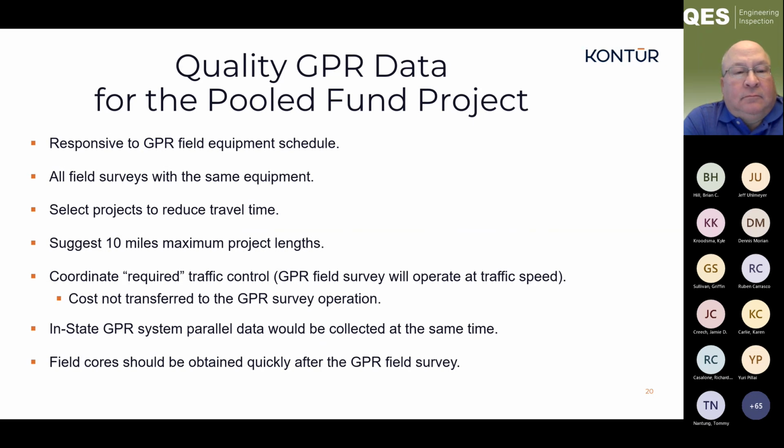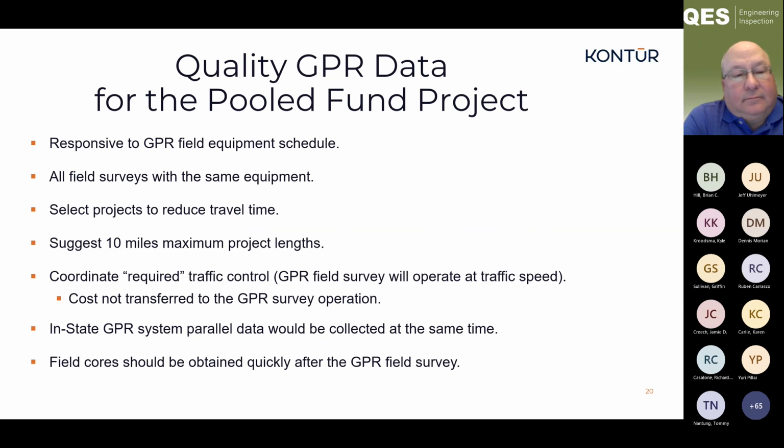Select projects that would reduce travel time. When I was an engineer in Kansas, I had projects on the east and west side of the state, and it would take me a day just to drive from one to the other. So trying to get two projects that are reasonably close will help. We're suggesting that a 10-mile project be the maximum project length you should use for this particular study. If there is going to be traffic control necessary because of the state, then I would recommend that the state coordinate that. I've been in other types of projects where the state puts that burden on the surveyor, which makes it difficult.